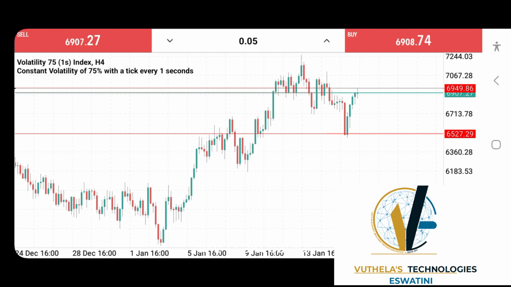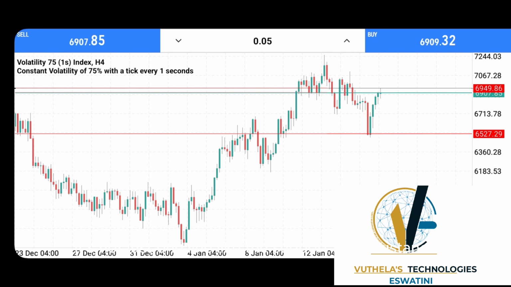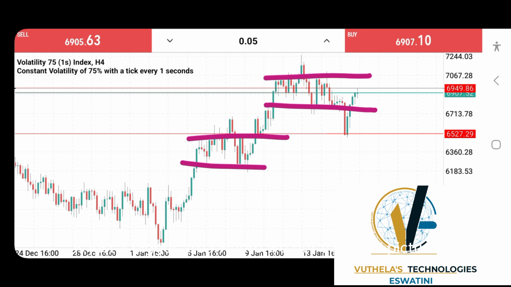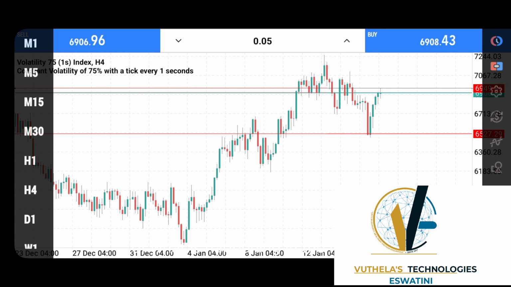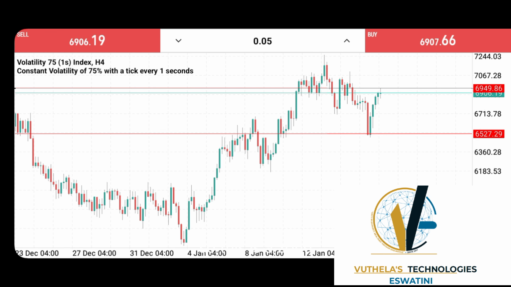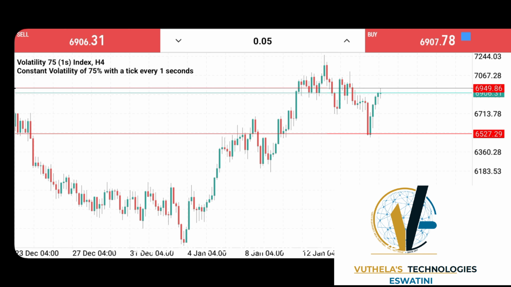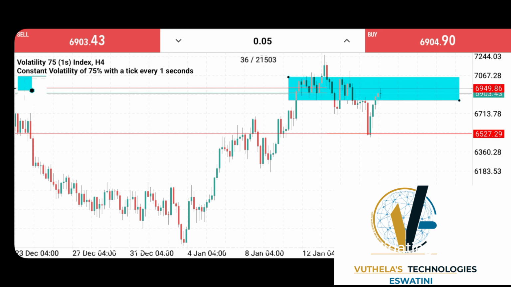So the zone, like I said earlier, is not just one line like the support and the resistance. The zone is not a line like this. See here, it's a resistance, this one is a support, but a zone is just a bigger area where we get the clear picture of what is happening in the market with ease. So this is a zone. Let me draw it for you. This is a zone here, where the market was consolidating.